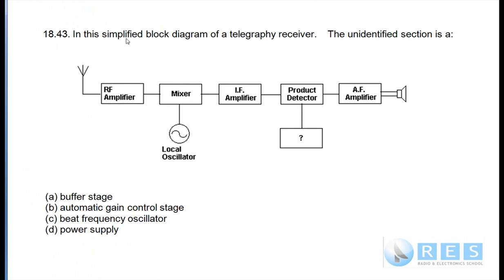1843, in this simplified block diagram, the unidentified section is the BFO, the beat frequency oscillator, goes into the product detector. So this single conversion receiver, because it has a product detector and a BFO, is capable of receiving single sideband and telegraphy.